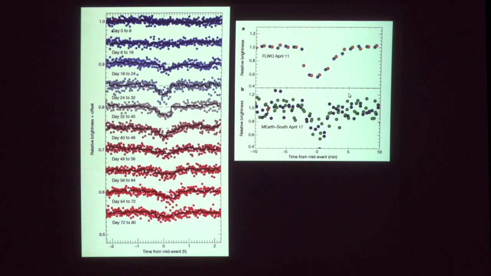But look at the depth in the brightness here. It went from 1 being the brightness of the white dwarf down to about 60% of it. So it blocked off 40% of the light from this star. The star is small; it's only Earth size. So we're talking about a smaller object, but that's a big depth in brightness. So you need something that's at least 40% the size of the white dwarf to cause that. And here was another location there as well.